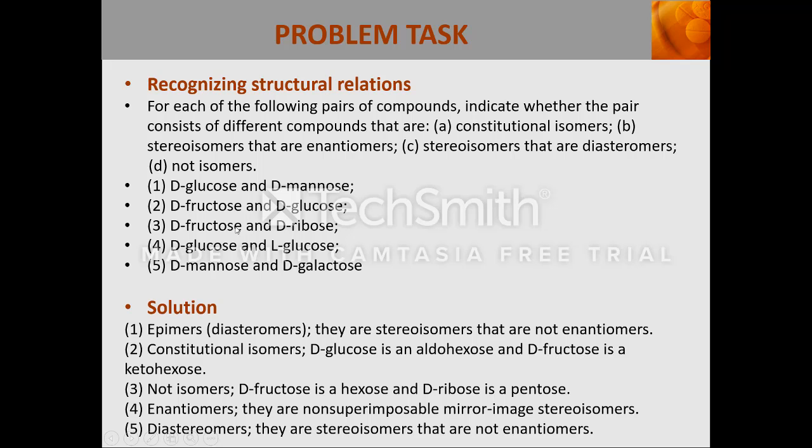The third one, D-fructose and D-ribose. They are not isomers because they have different numbers of carbon atoms. D-fructose is a hexose and D-ribose is a pentose. The fourth one, D-glucose and L-glucose. They are enantiomers. They are non-superimposable mirror image stereoisomers. And the last one, D-mannose and D-galactose. They are diastereomers. They differ from each other at two stereocenters, and they are not enantiomers.